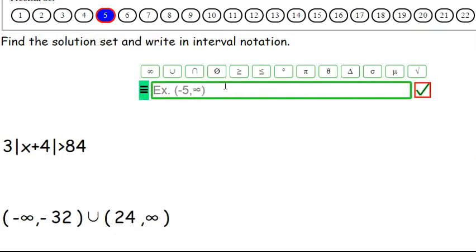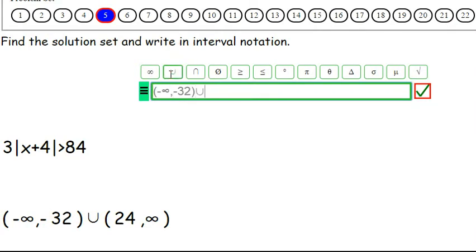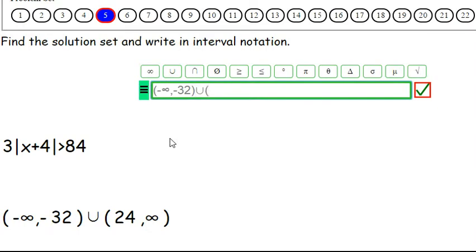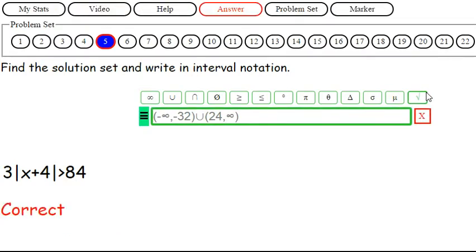You can type it in up here. Check that out. I think we should probably do that. So let's just do that. Negative infinity, negative 32. Make sure everything's going to work out there. Union 24, comma, infinity. Hold our breath. Correct. Okay. So there you go.